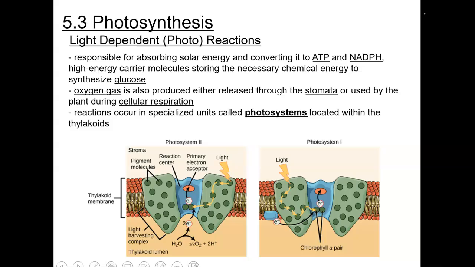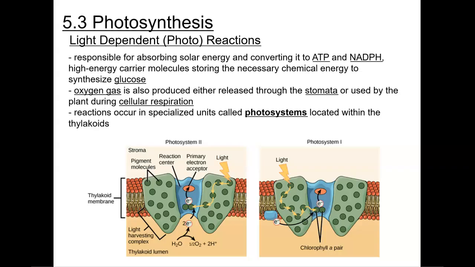All right, so light-dependent reactions. This is going to be the photo part of photosynthesis. It's responsible for absorbing the solar energy and converting it into your ATP molecule and an energy-carrying molecule, which is NADPH. So that's your high energy carrier. It stores the necessary chemical energy to help synthesize glucose. Oxygen gas is also going to be produced, either released through the stomata, or it's going to be used by the plant during cellular respiration. So plants don't just need carbon dioxide, they also need oxygen.